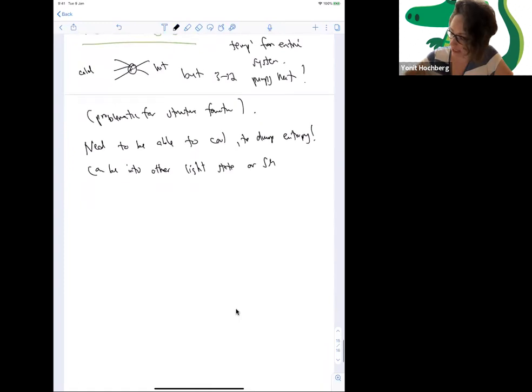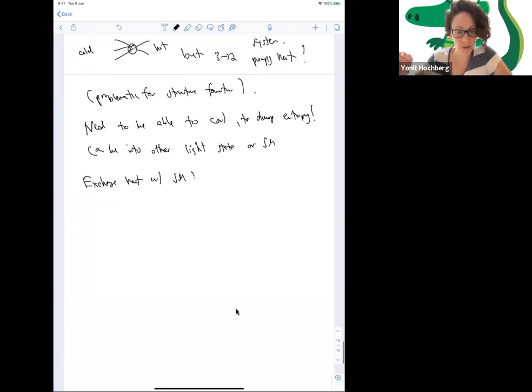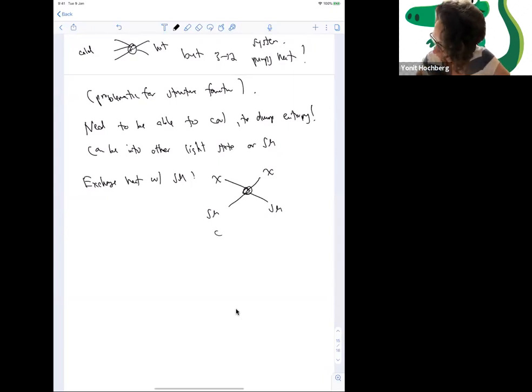So for instance, let's look at what happens if we exchange heat with the standard model. Okay, so on the one hand, I want to be able to cool. Okay, here's how I'm going to cool. Dark matter is going to scatter off of standard model particles. Okay, I'm dumping entropy. I'm shedding heat. And this is a process that is cooling.